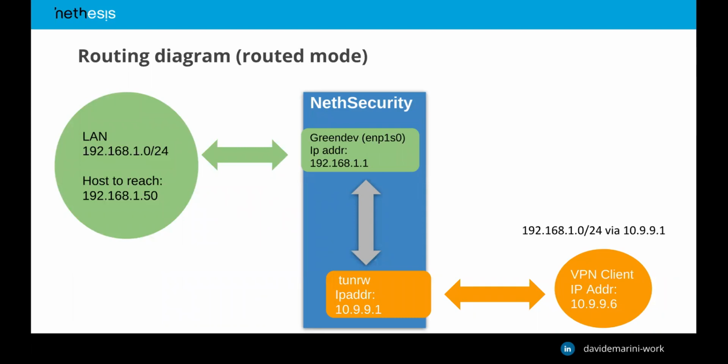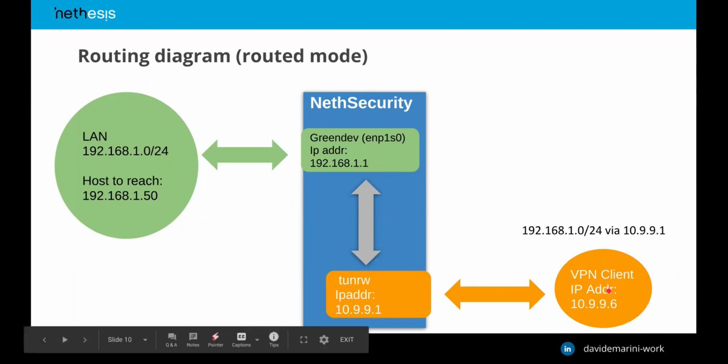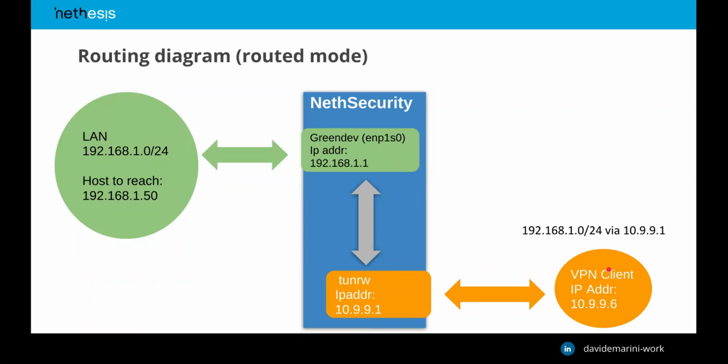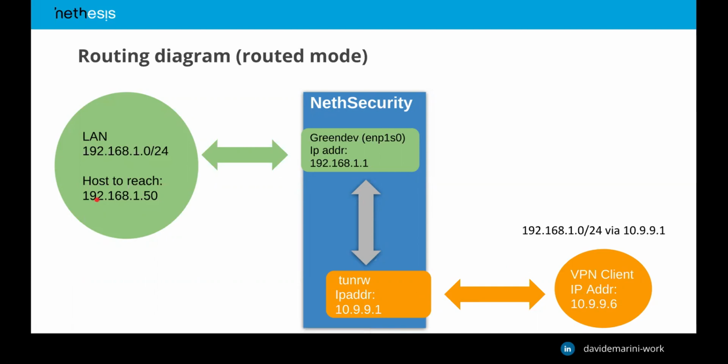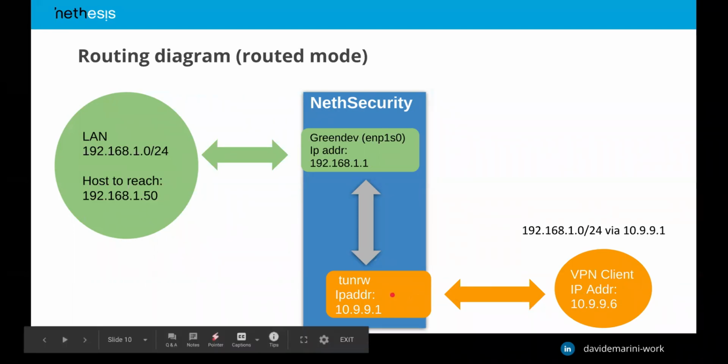In this slide, we have displayed the routing diagram. So the client connects to NetServer and receives an IP address, here it is: 10.9.9.6. It can talk directly with the interface TuneRW as they are in the same network. If the client needs to talk to host 192.168.1.50, the client will send its traffic to TuneRW interface, passing it to IP address 10.9.9.1.